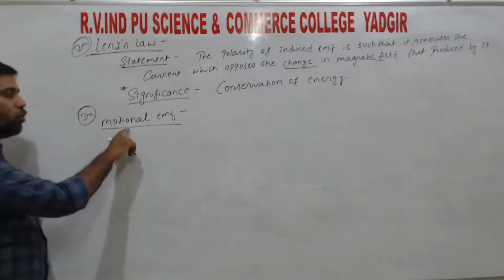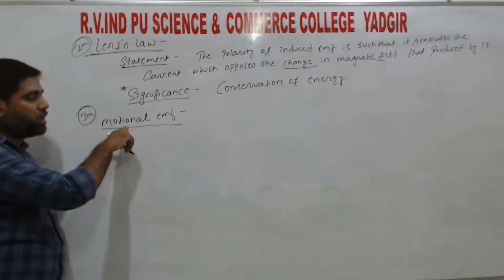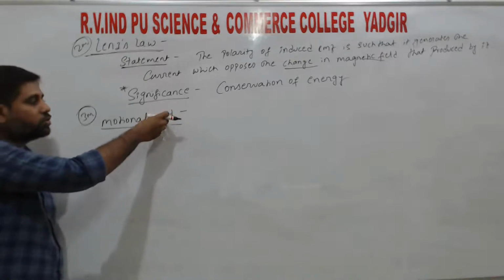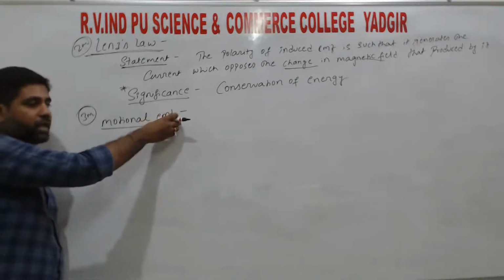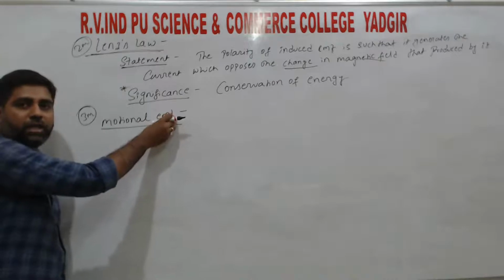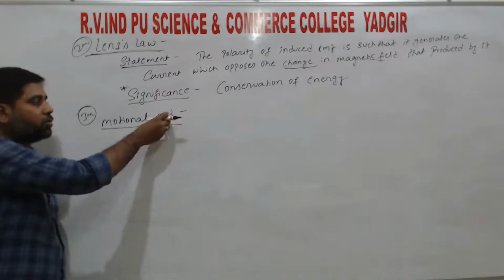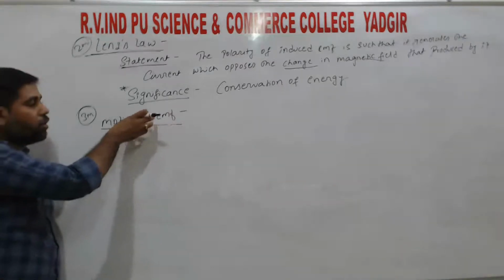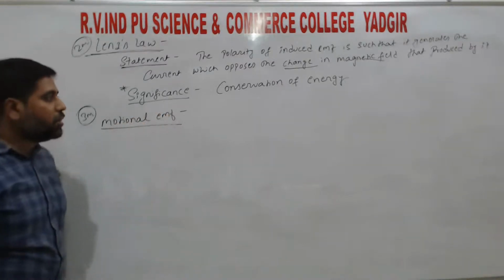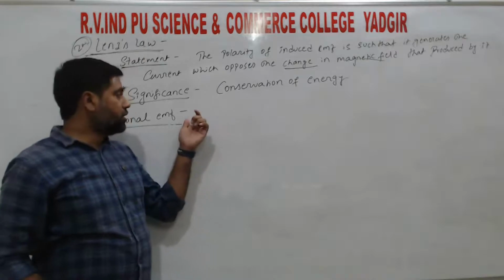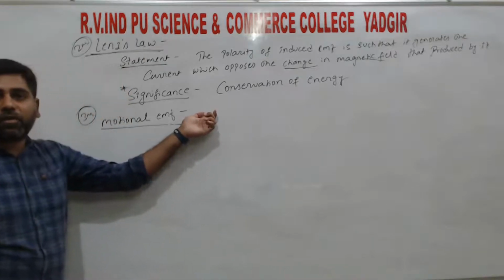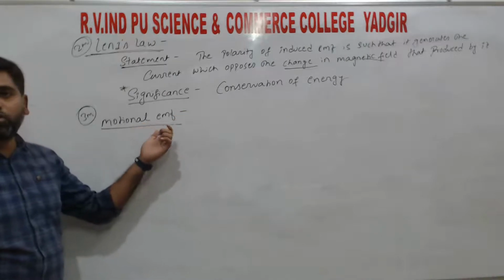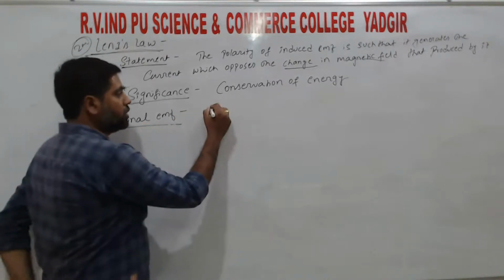So what is motional EMF? Motional means nothing but moving. EMF means voltage, right? It is called electromotive force, but here this EMF is not a force, it is a voltage, right? So when something moves, voltage is produced, and what do we call that? Motional EMF, right? The EMF is induced at the ends of the conductor during its motion, we call that motional EMF, right?